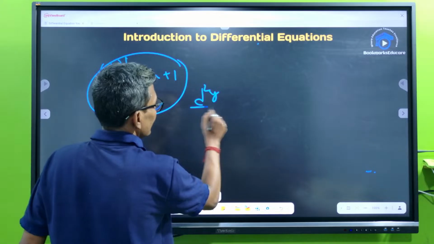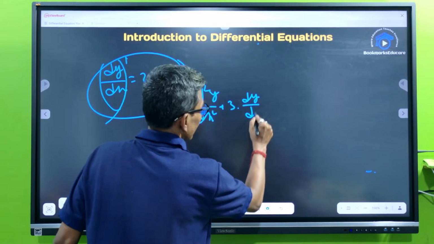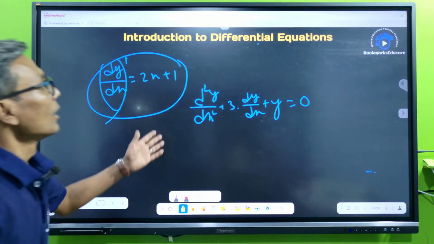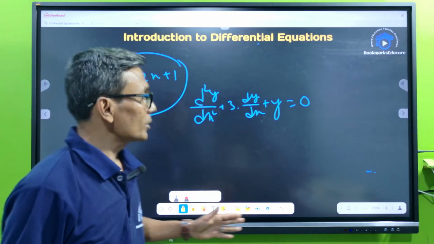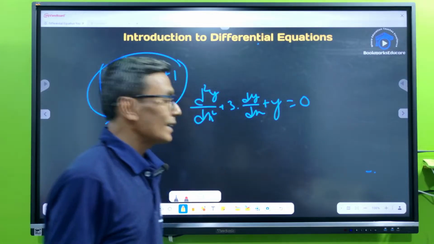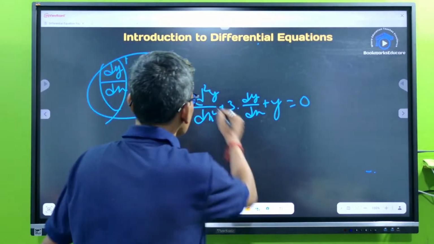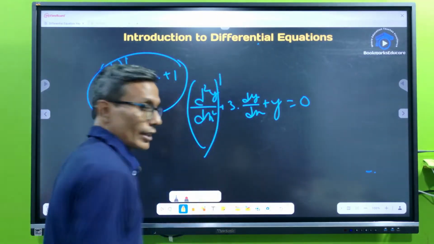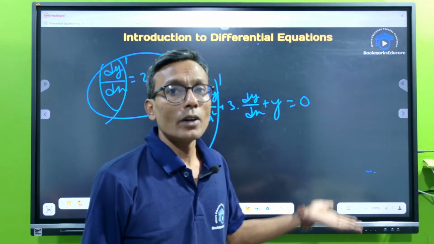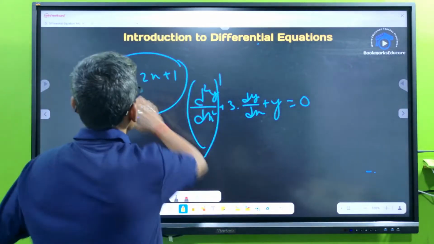Second, d2y by dx2 plus 3 into (dy by dx) plus 2 plus y is equal to 0. This is also the second order differential equation, because in this equation the highest order derivative is d2y by dx2, and the power of the highest order derivative is also 1. That is why it is considered as a second order differential equation of degree 1. Sorry.